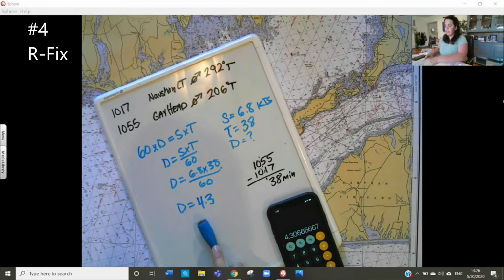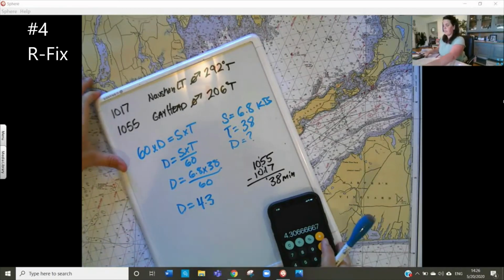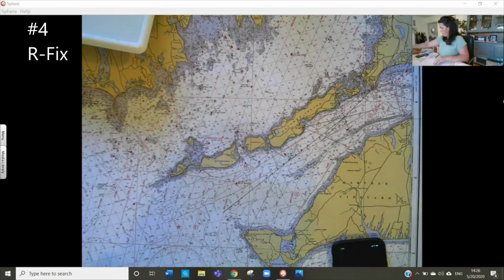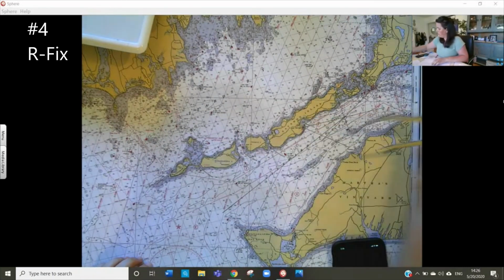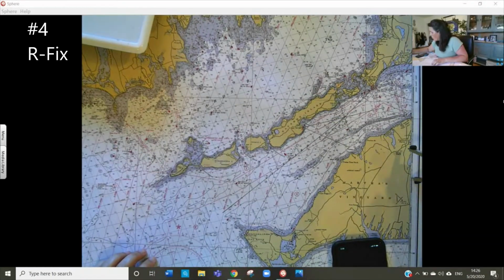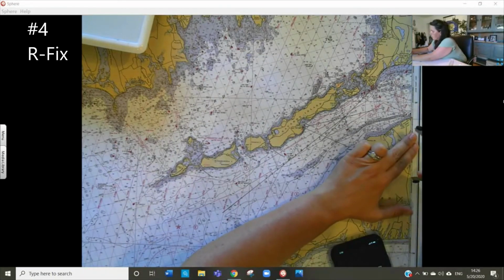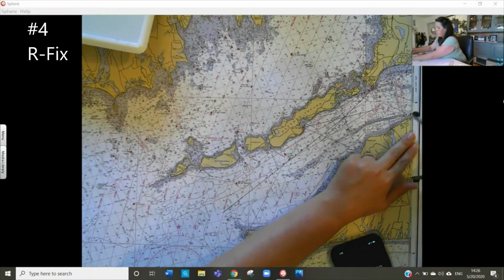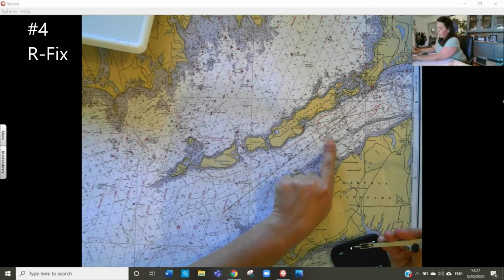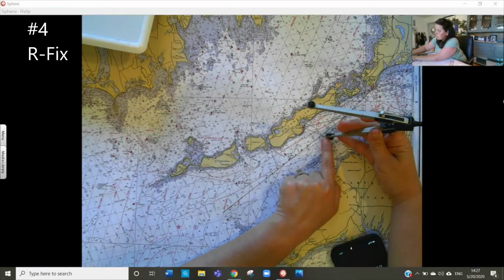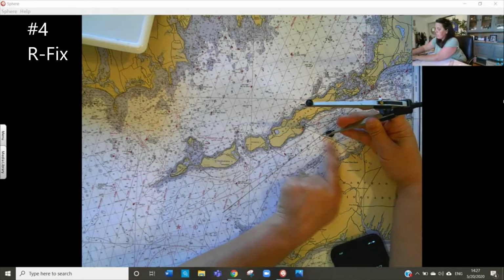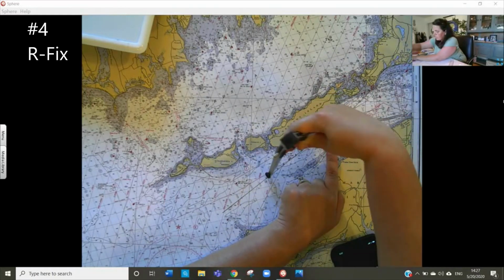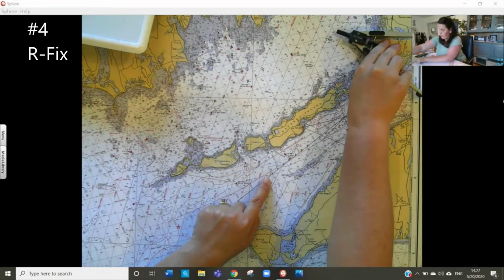So now I'm going to advance my Nashon Light LOP to 1055 by 4.3 miles. So I'm going to find 4.3 miles. And then wherever this LOP crosses my track line, that's what I'm going to use to advance it and then put in my advanced LOP. So right at this point where the LOP crosses the track line, that's where I'm advancing that same line.